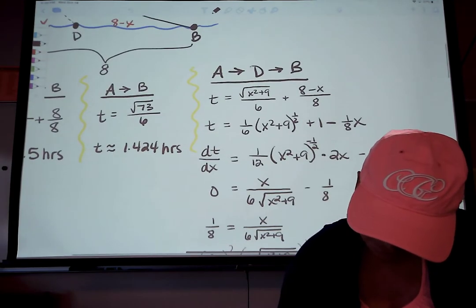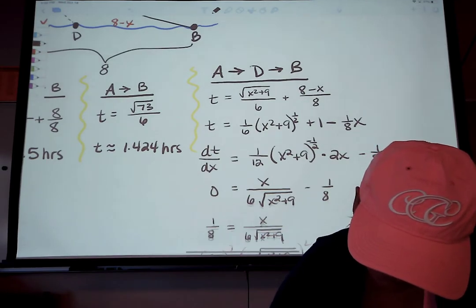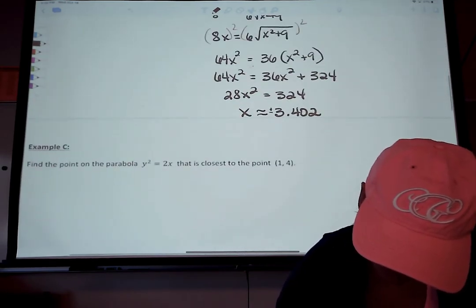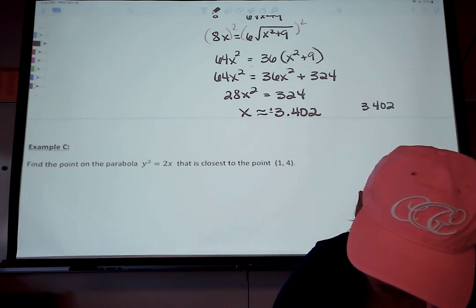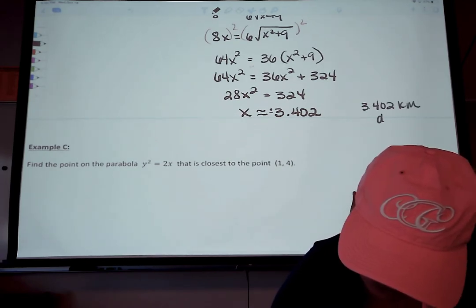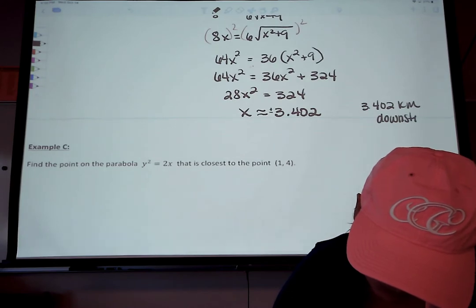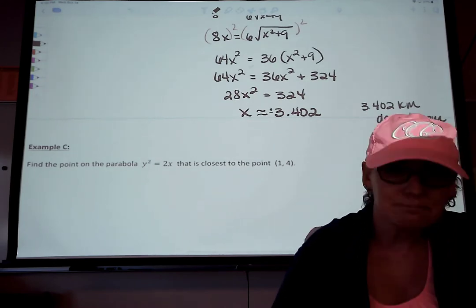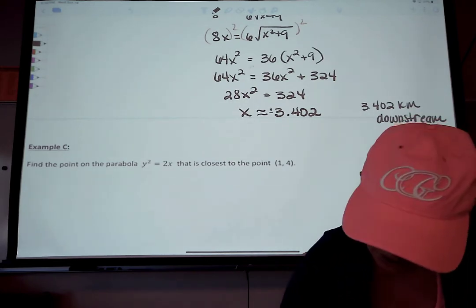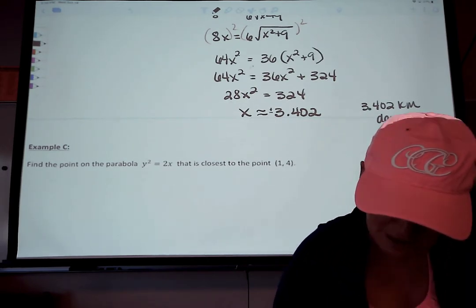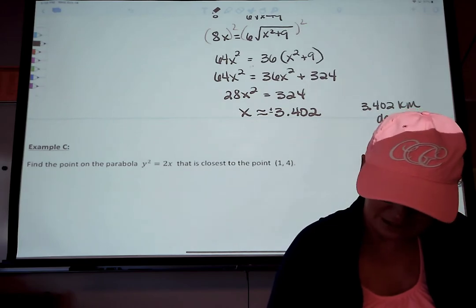So, 3.402 kilometers downstream, what's that make his time? Like, should we just assume that it's the quickest? Or should we actually plug that back in and check? I think we should plug that back in and check.